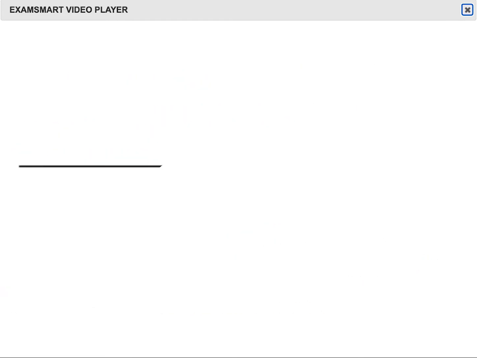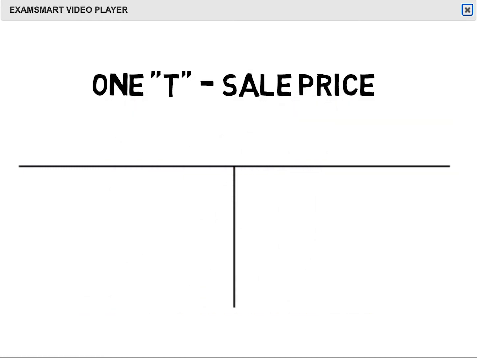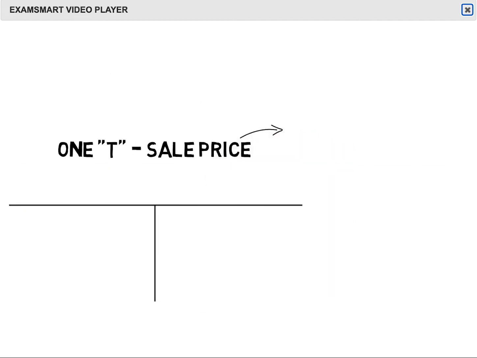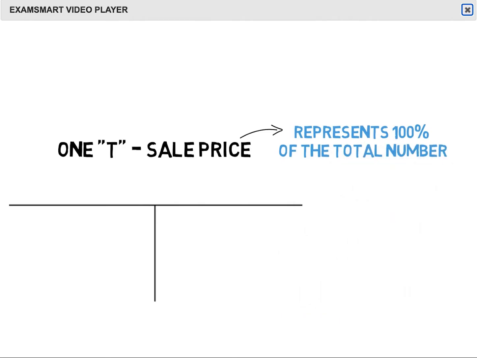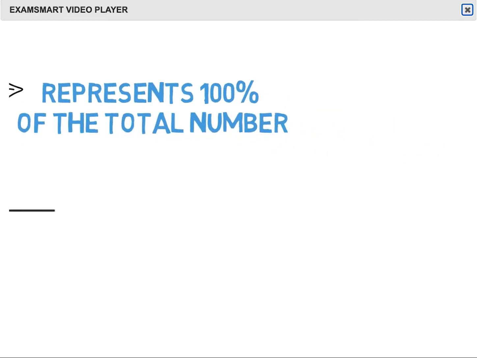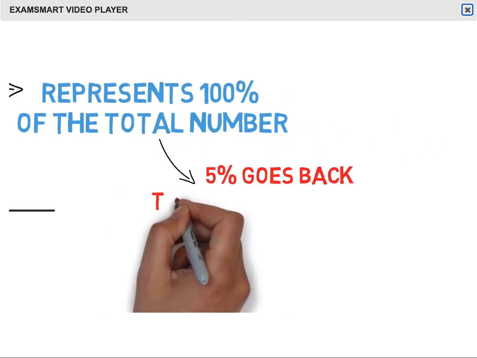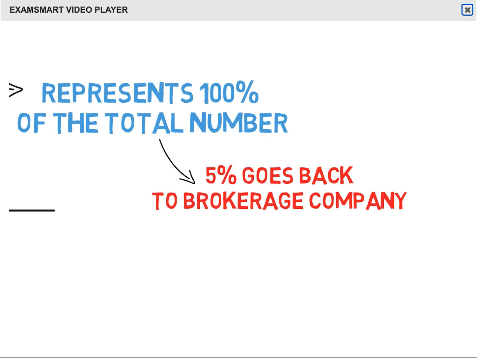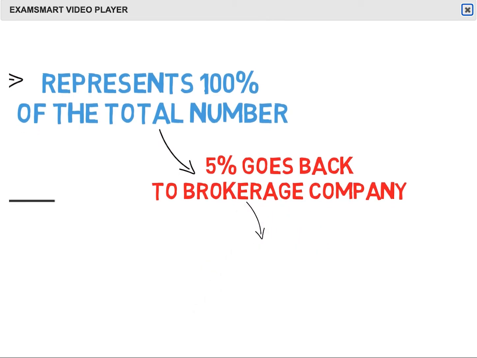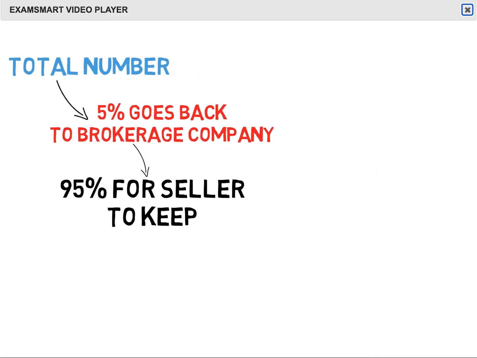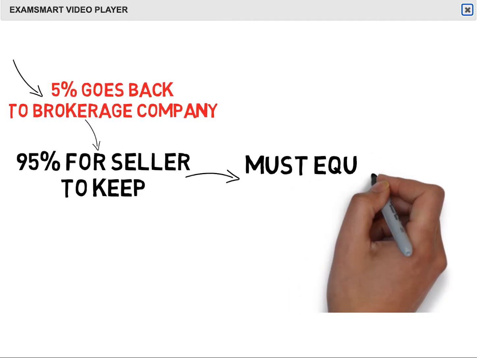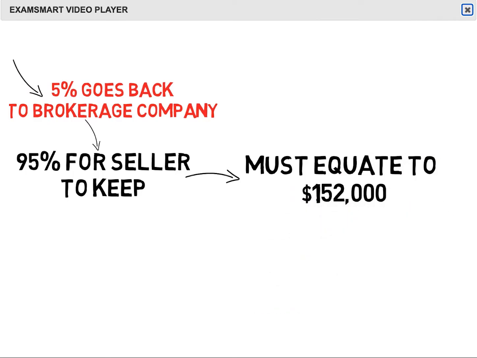So in our T formula, let's draw ourselves one T. Here's what we would do. The total sale price, which is what we're looking for here, is going to represent 100% of the total number. Of that 100% of the sale price, the seller has to give 5% of that back to the brokerage company, which then only leaves 95% remaining of the sale price for my seller to keep. And that 95% has to equate to $152,000 to make this work.